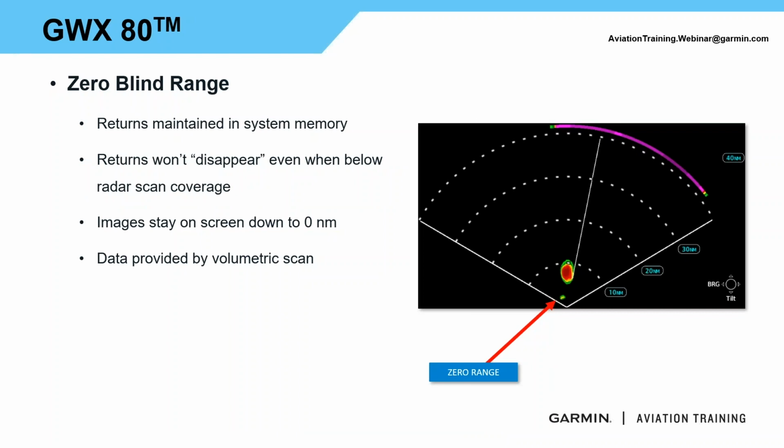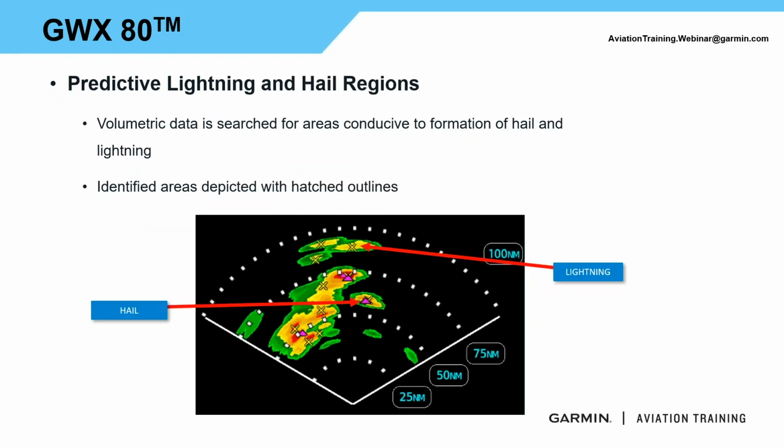Zero blind range. A blind range is on most radars where, right out in front of the antenna, you could have an area where you're not displaying any information. It's just too close to the antenna. So we take the images that we have already received, and then as you get closer, we have an algorithm that forecasts where it would be as you get closer to it. So a digitally implied zero blind range.